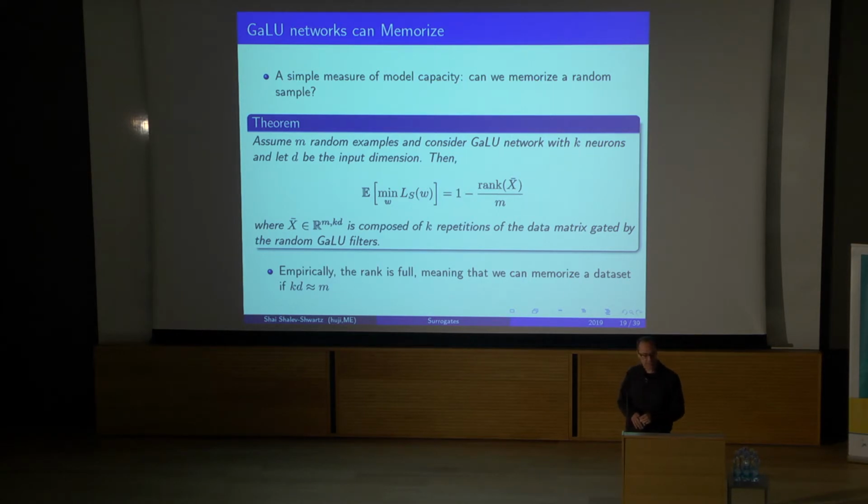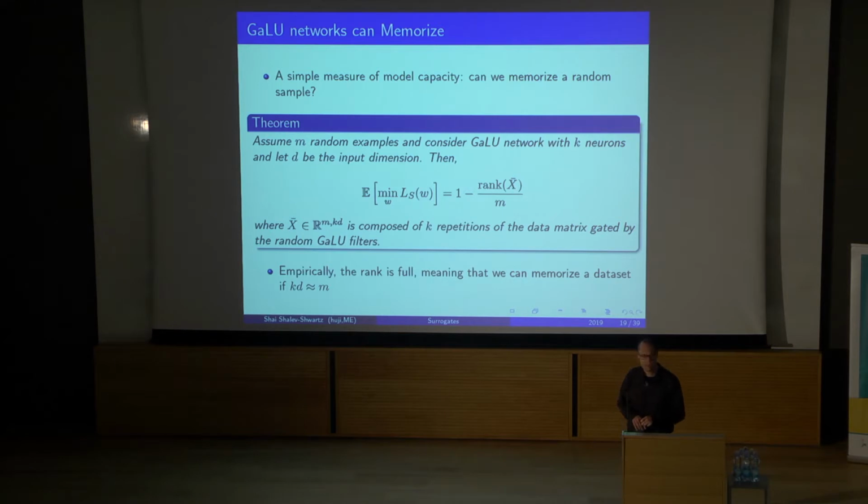This matrix is simply repetitions of the data, but every example in each repetition is filtered by the corresponding gate. Okay? So it's sort of a random matrix because the gates are defined by random vectors. And the rank of this matrix behaves very closely to a full rank, meaning that the rank of x bar is k times d.